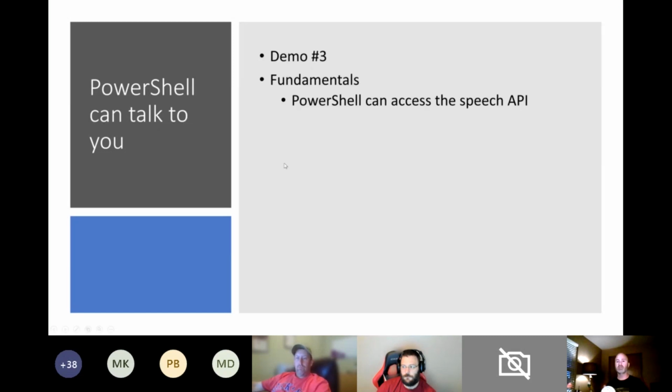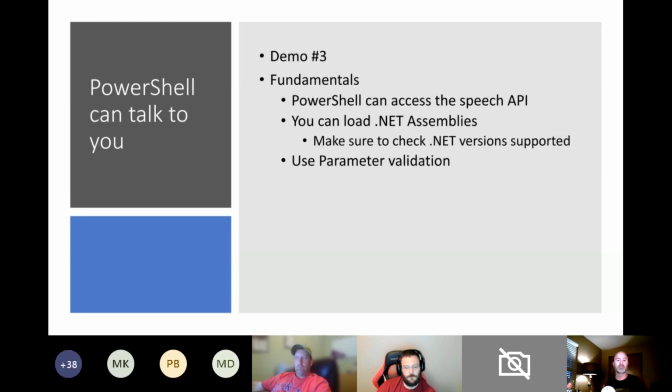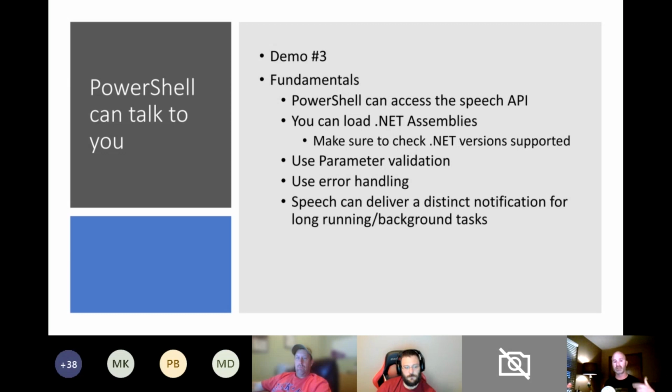PowerShell can access the speech API. It can load any .NET assembly. Just make sure you check your .NET versions and make sure that it's supported for the console or the systems that you're running on. Do use parameter validation. Use error handling, because that is good. And speech can deliver a distinct notification for long-running background tasks.